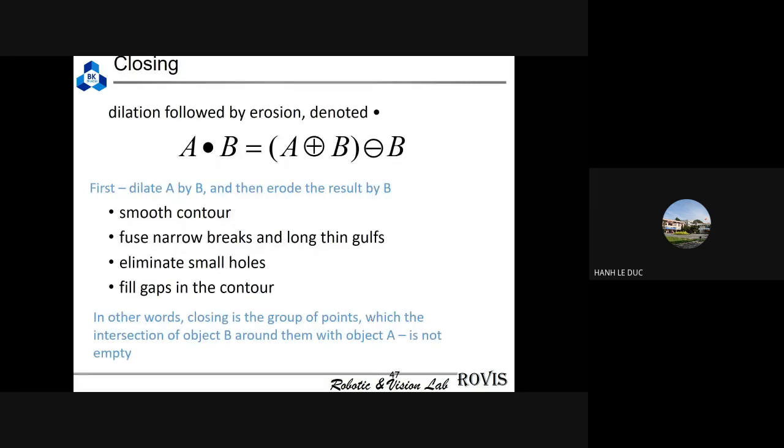And another operation is closing. Previously we had opening, and now we have closing. So what is closing? What is the algorithm? It is the reverse of opening. So in closing, we dilate first and then erode.